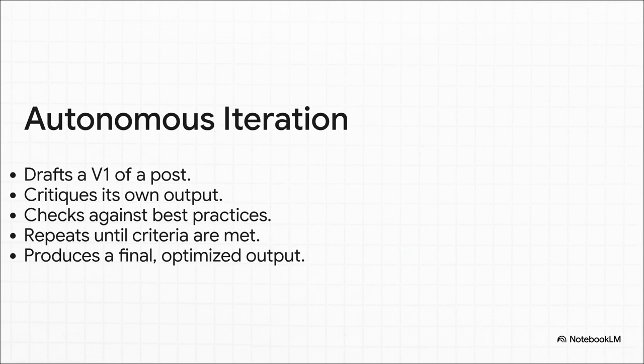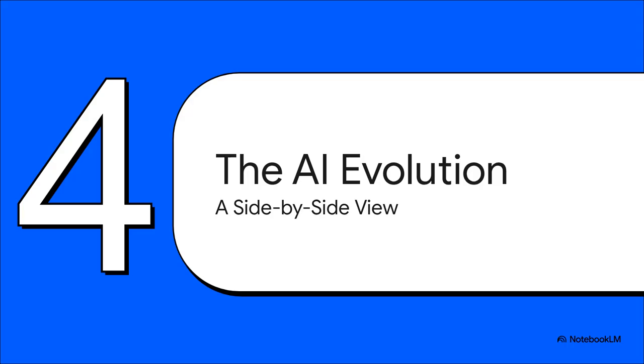It can iterate all by itself. Imagine it drafts that LinkedIn post, and then it looks at its own work and goes, is this any good? It can check its own work against best practices, and if it's not good enough, it just tries again and again until it nails it. No human help needed. Okay, so let's wrap this up by putting it all side by side so you can really see the whole journey from start to finish.